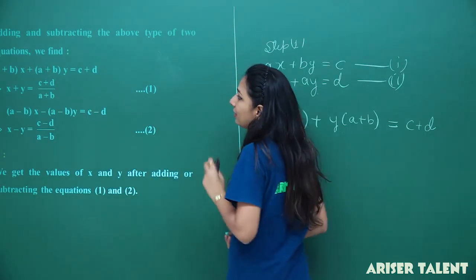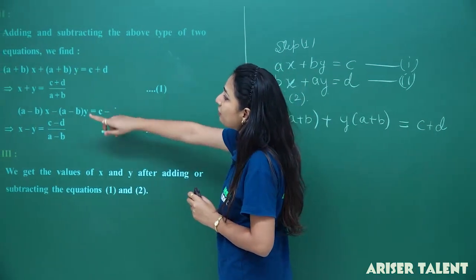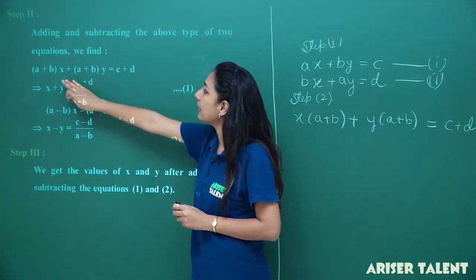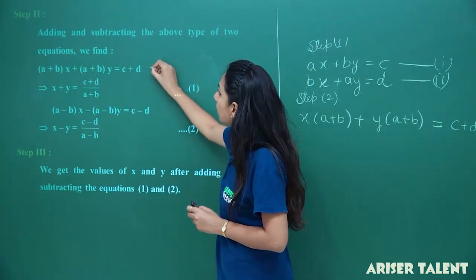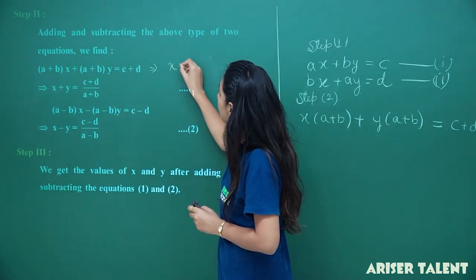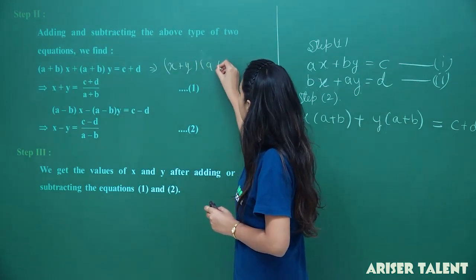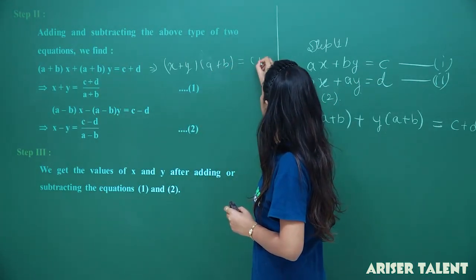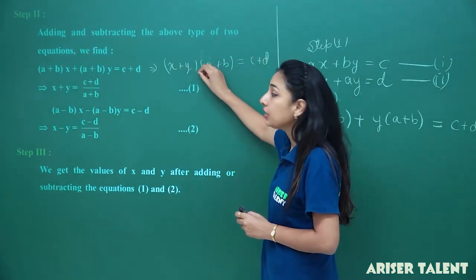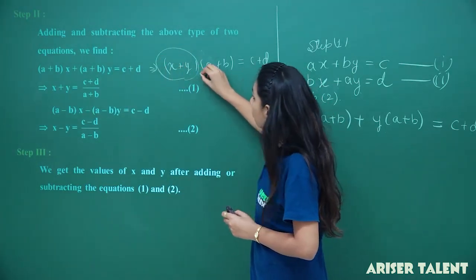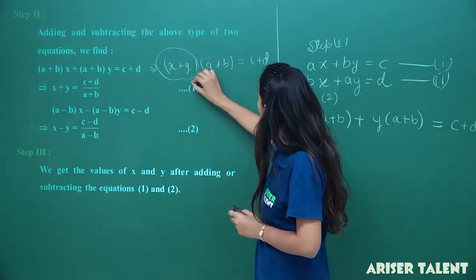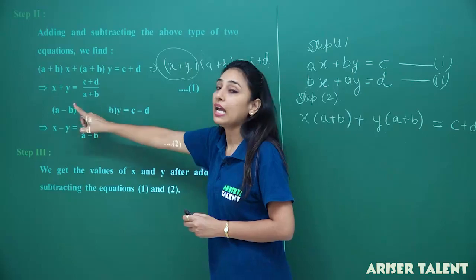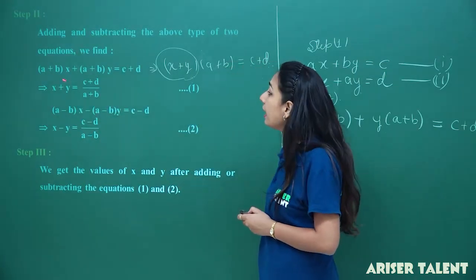Now come here this way. When we find the value of x plus y, you can understand that you can take x plus y common here, times a plus b. So, if you take a plus b common, you will have x plus y equals c plus d. This is the further step here. Now, if you have to find the value of x plus y, what will it become? c plus d upon a plus b. Here it is, x plus y equals c plus d over a plus b.